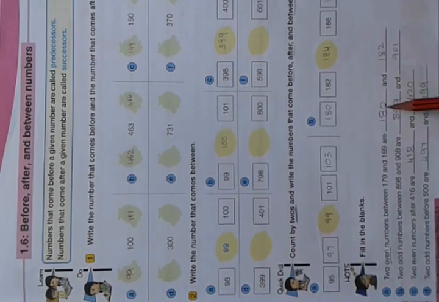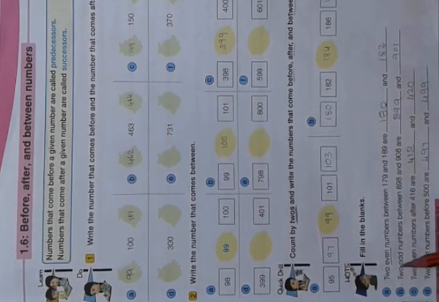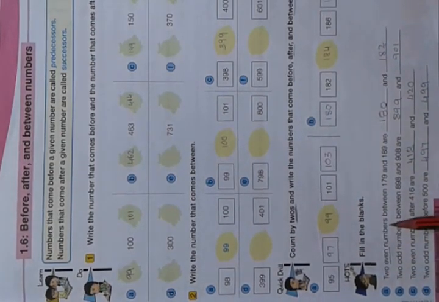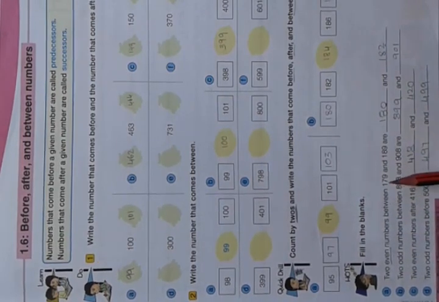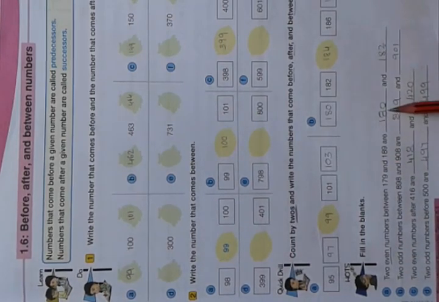Okay. 180 and 182. In the ones place we have 2. So this is called an even number. Okay. So see here, once again I will tell you: 2 even numbers between which two numbers do we have to find? Between 179 and 189. Between these two numbers we have to find 2 even numbers. Okay. 180 and 182.